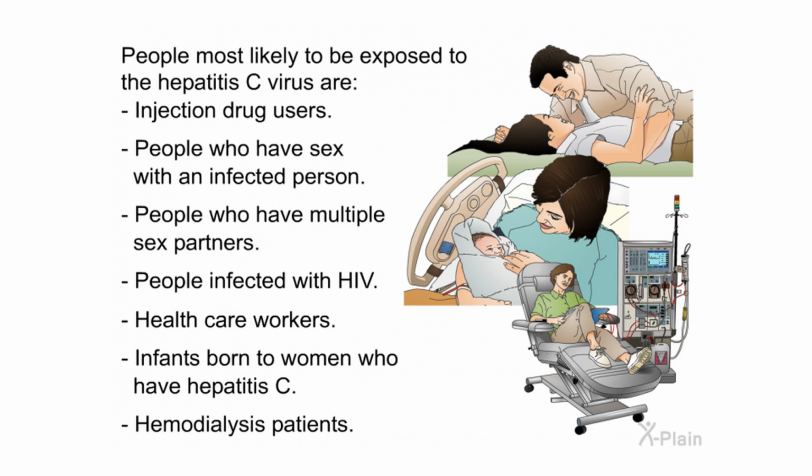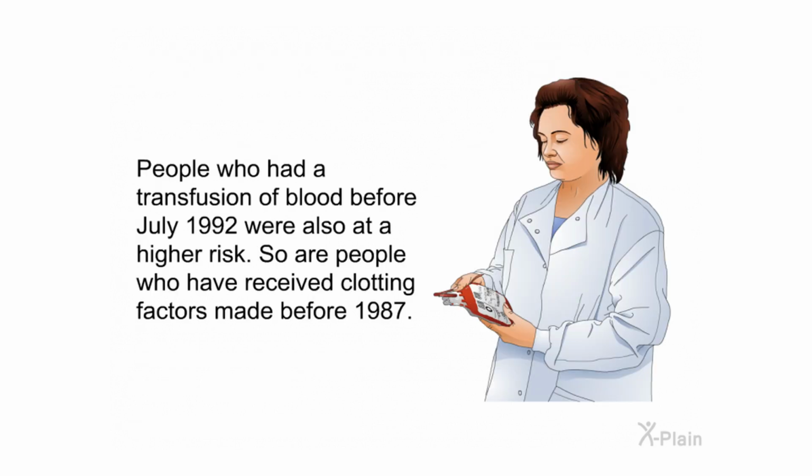People most likely to be exposed to the hepatitis C virus are injection drug users, people who have sex with an infected person, people who have multiple sex partners, people infected with HIV, healthcare workers, infants born to women who have hepatitis C, hemodialysis patients. People who had a transfusion of blood before July 1992 were also at a higher risk. So are people who have received clotting factors made before 1987.